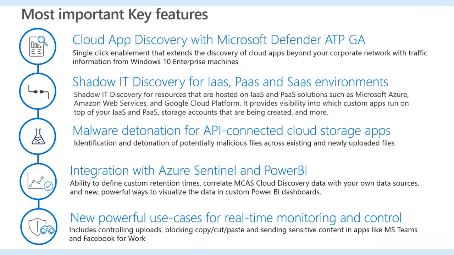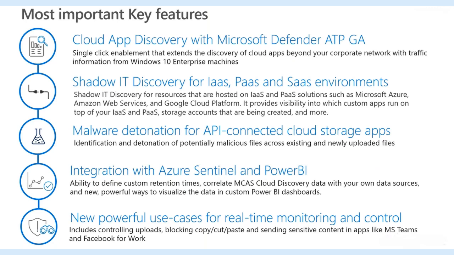And then of course, you need to understand the shadow IT on the IaaS, PaaS and SaaS environment. We need to understand, and only then can you take actions based on that. And then the malware detonation, understanding the malware which has been lurking around in your environment, needs to be quickly addressed. To do that, you need to connect with these applications through API base. And then integration with Azure Sentinel and Power BI, which I'll talk about at a later stage, why it will become more important.